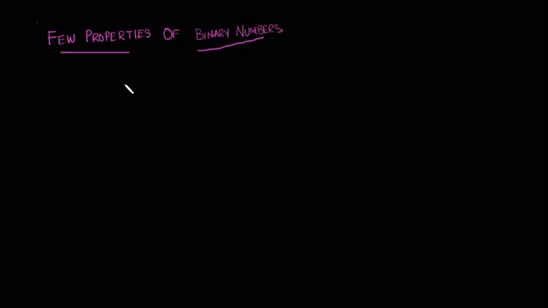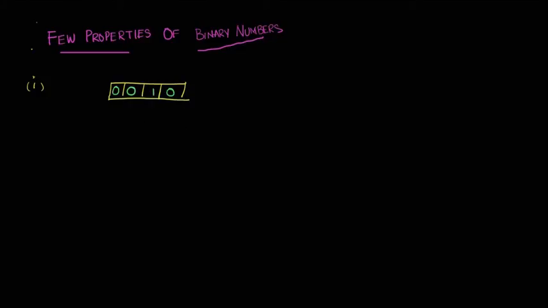In this video we are going to look at a few properties of binary numbers that are worth noting. So let's get started. The first property is, suppose we have a 4-bit binary number in a 4-bit register. This is a 4-bit register, with bits 1, 2, 3 and 4. We have the number 0010.